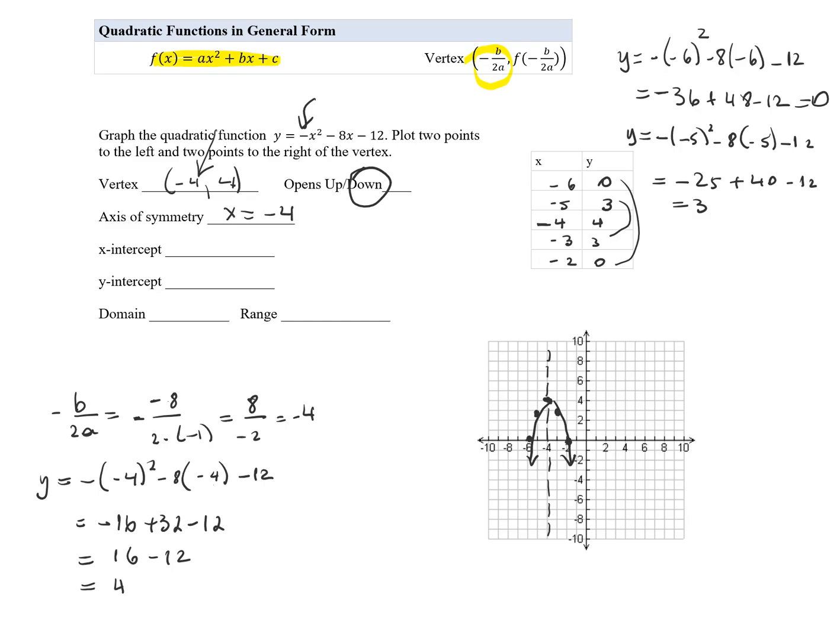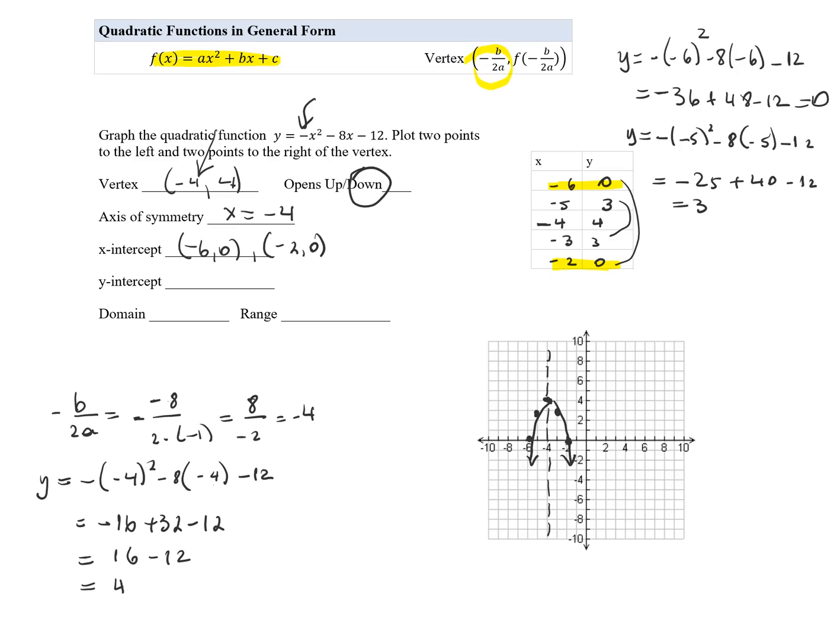Now, let's go ahead and find the x-intercepts. Well, you can look at the picture here and see the x-intercepts are where the graph crosses the x-axis, and that will be at x equal -6 and x equal -2. We just found those values right here, -6 and -2. So we'll go ahead and write those down as points. That will be (-6, 0) and (-2, 0).